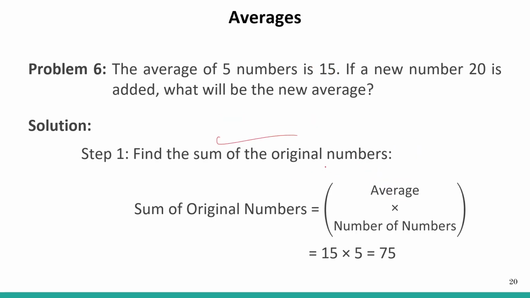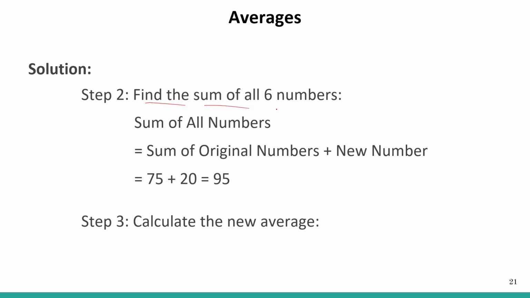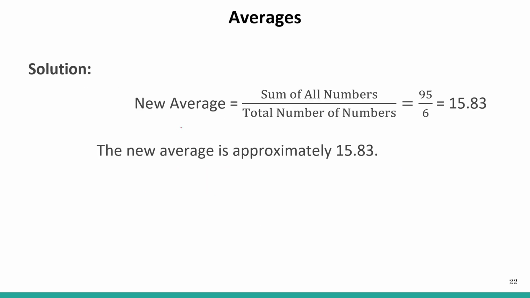Finding the sum of the original numbers: it is the average into the total number of items, that is 15 into 5, so the total is 75. Finding the sum of 6 numbers: the sum of the original numbers plus the new number is 75 plus 20 is 95. So the new average is the sum of all numbers by the total number of items, 95 by 6, which is 15.83. So the new average is approximately 15.83.